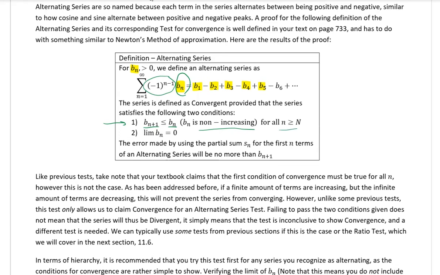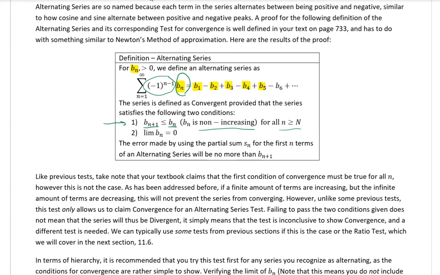And that needs to be true for all n greater than or equal to capital N, which means after some point. After some point along the series, it is consistently either non-increasing or decreasing. It's okay for it to be non-increasing because if all the values stay the same at some point, then they're all going to be deleting each other eventually. So it should be okay.